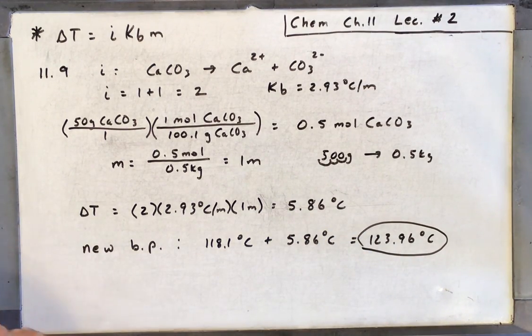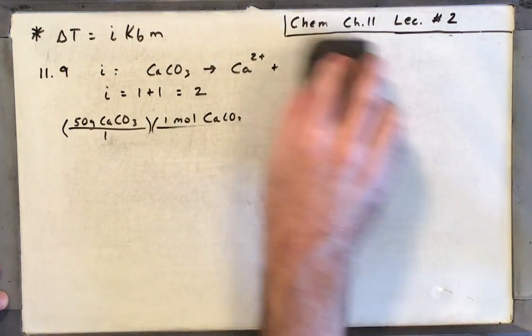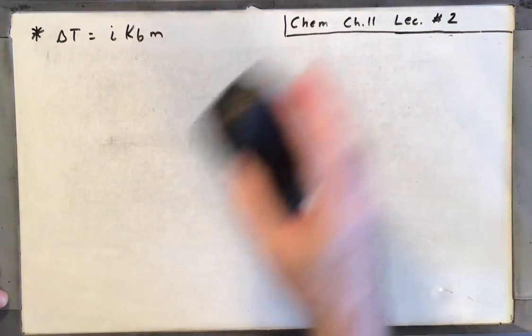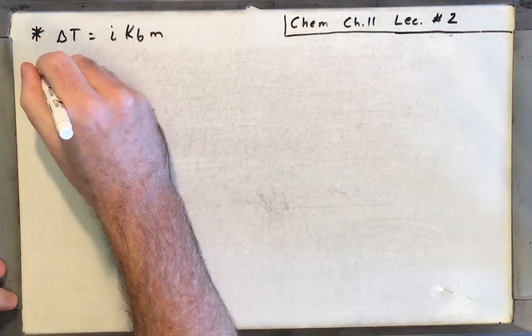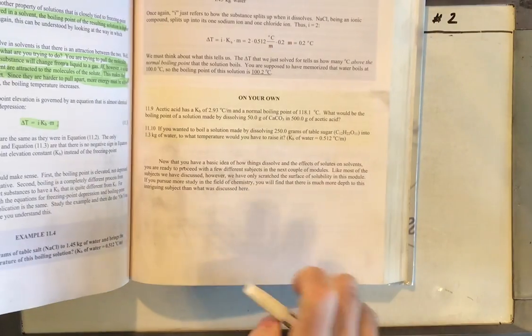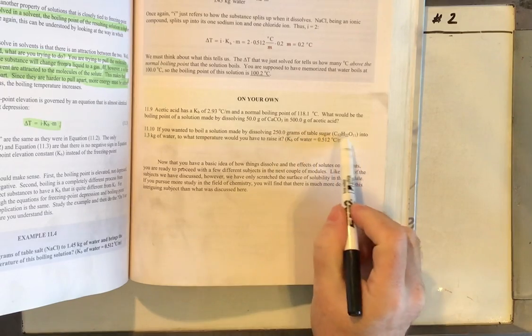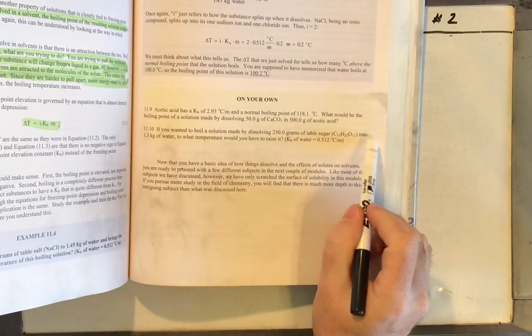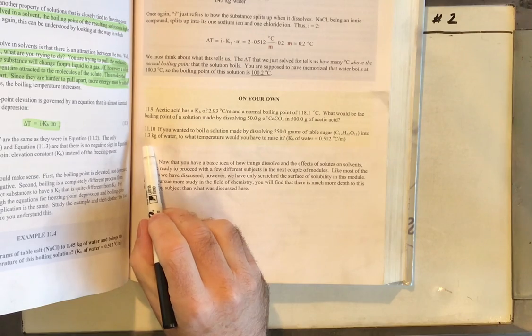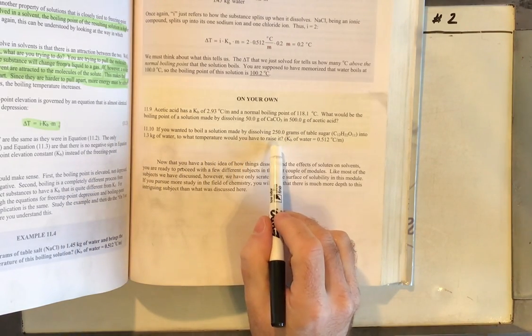Hope you think this isn't too bad. Let's work one more and we'll be done with chapter 11. So pause if you need some time to finish this up. All right, 11.10 says if you wanted to boil a solution made by dissolving 250 grams of table sugar, that's a molecule, not an ion, into 1.3 kilograms of water, to what temperature would you have to raise it?